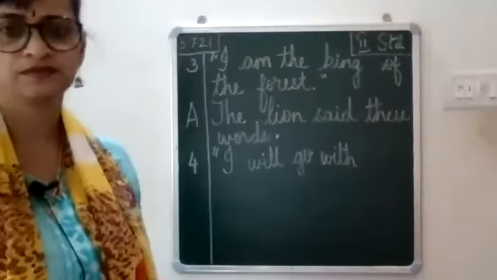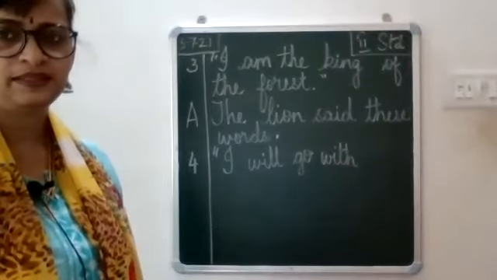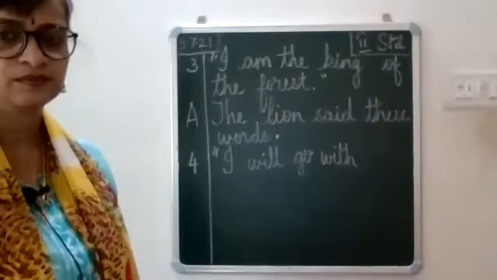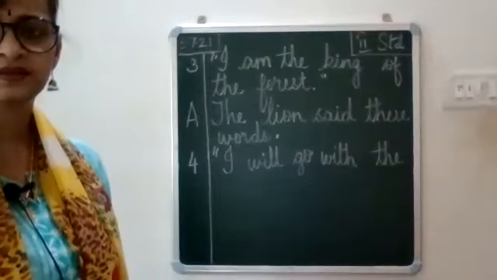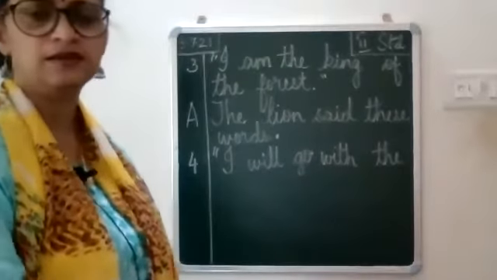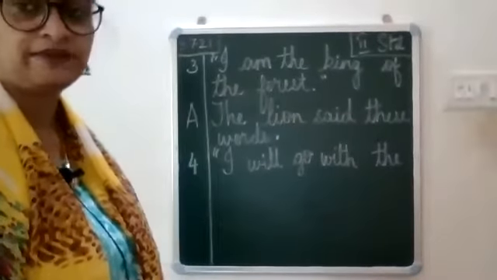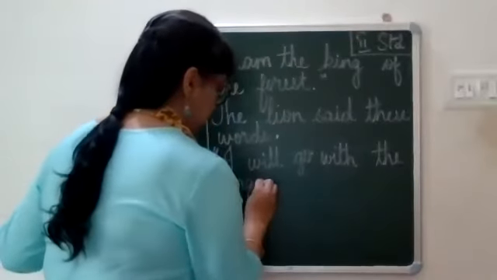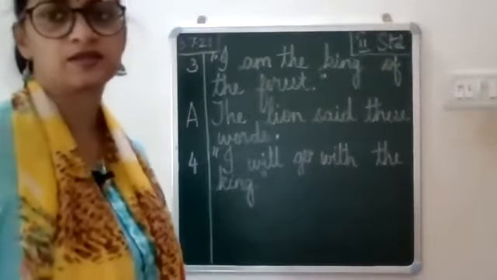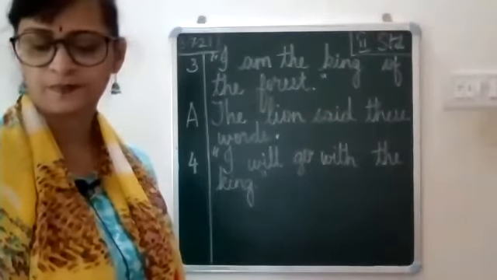Leave a finger space. Write down W-I-T-H, with. Leave a finger space, write T-H-E, the. Leave a finger space, write down K-I-N-G, king. Put a full stop and close the quotes. I will go with the king. Who said these words? The fox.